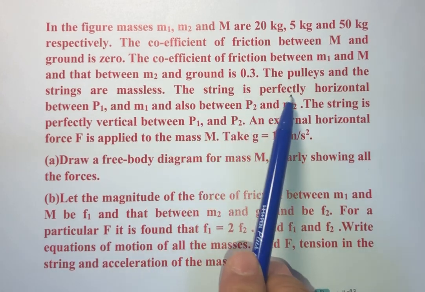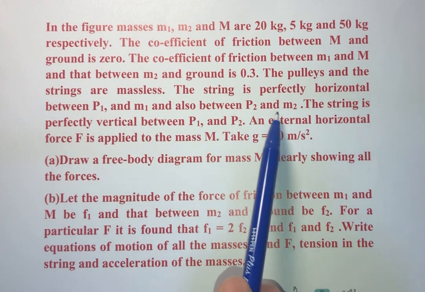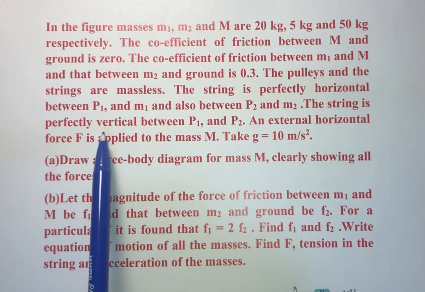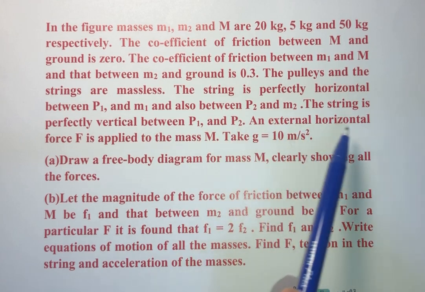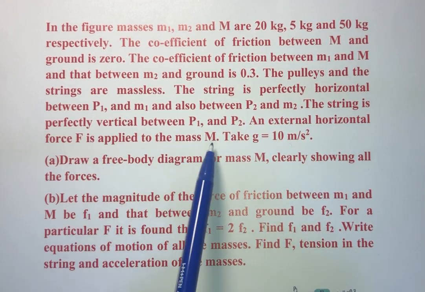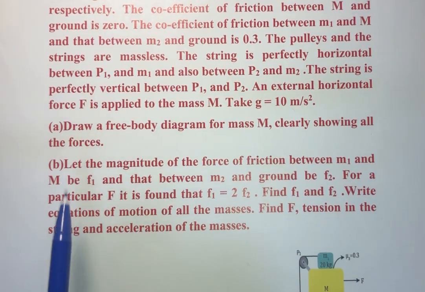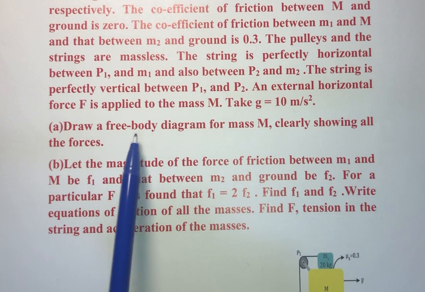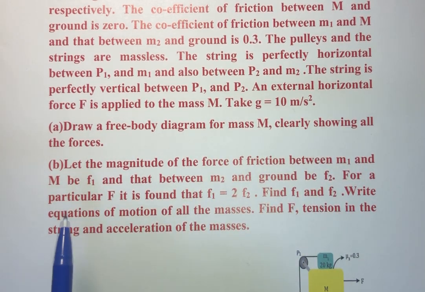The string is perfectly horizontal between P1 and M1 and also between P2 and M2. The string is perfectly vertical between P1 and P2. An external horizontal force F is applied to the mass M. Take g as 10. So we have two things here. Draw the free body diagram for mass capital M clearly showing all the forces.